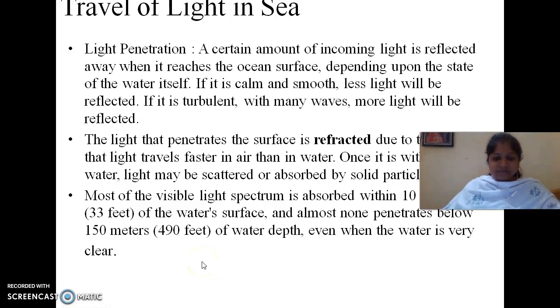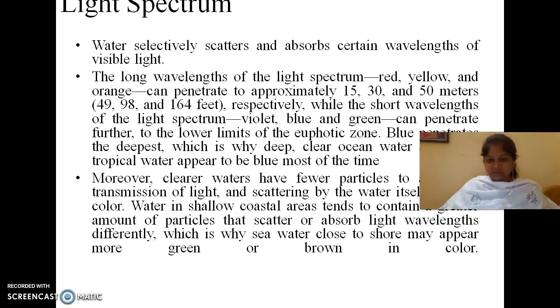So similarly, the light, which consists of 7 colors, and each constituent of the light travels in the ocean differently. Some of the light may travel much deeper than the other. For example, red, yellow, orange, they will travel like 49, 90 to 164 feet, whereas the violet, blue, green, they may travel faster, deeper in the ocean. So most of the deep ocean is visualized as blue.